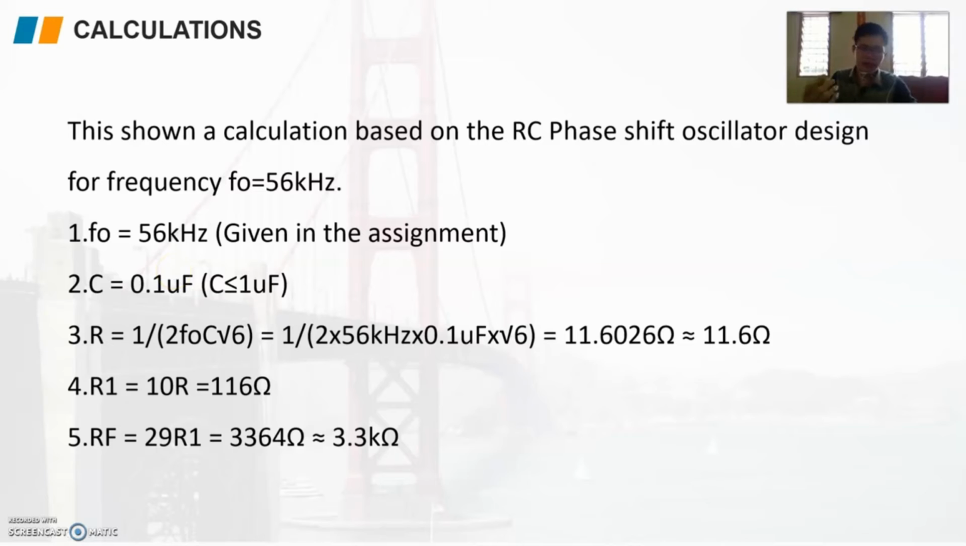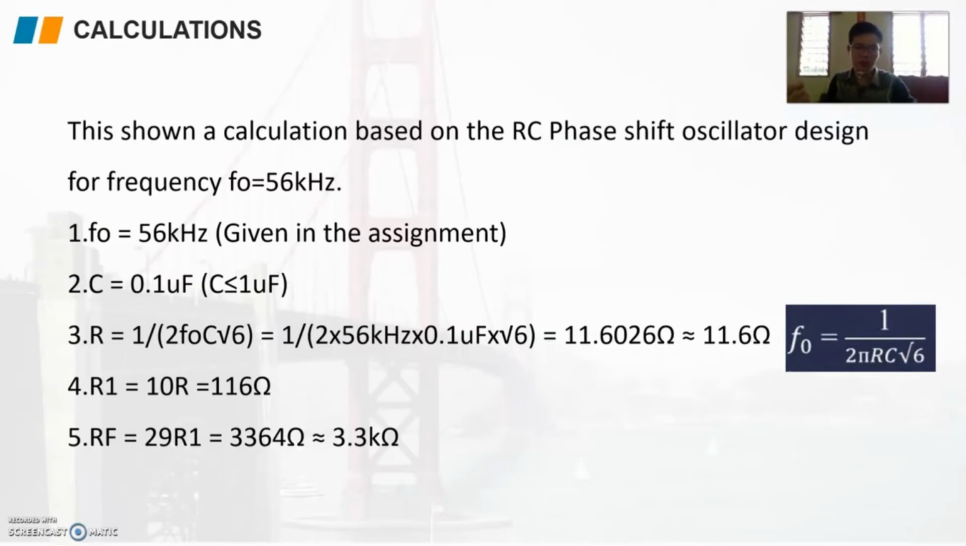And the third one is calculate the value of resistance R. So here the oscillation frequency F0 equals 1 over 2 pi RC root 6. So according to the formula, we can find the value of R. After calculation, the value is 11.6 ohm. So the resistor R will equal 11.6 ohm.